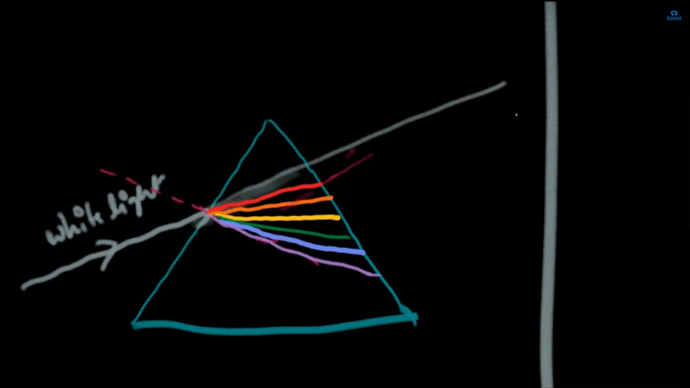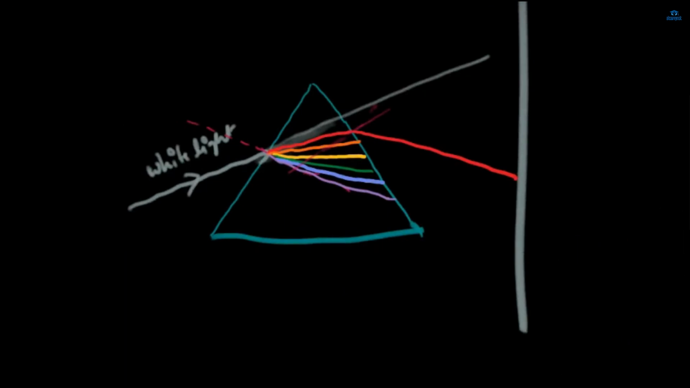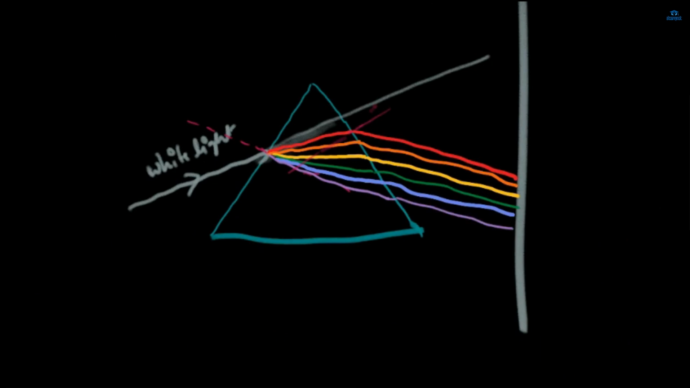It will be this normal, so it will bend like this. Red color will go away from the normal, so it will bend like this and strike the screen. Then what about orange? Orange will bend like this. Yellow will bend like this. Green will bend like this. And then indigo, and then violet will bend a little more.